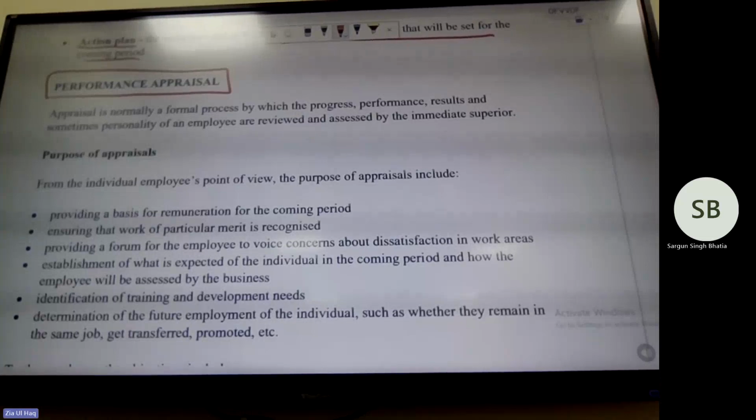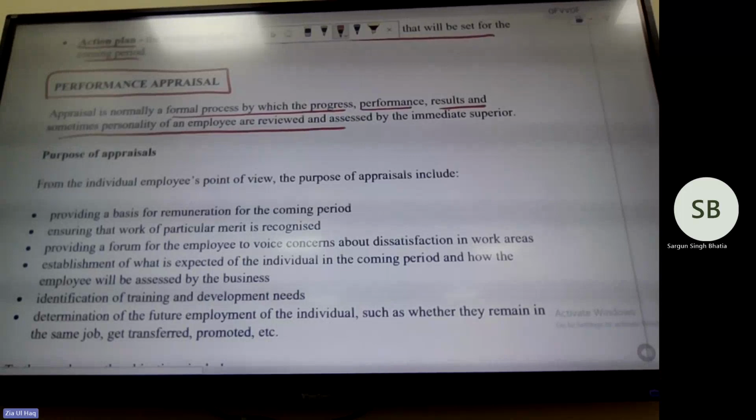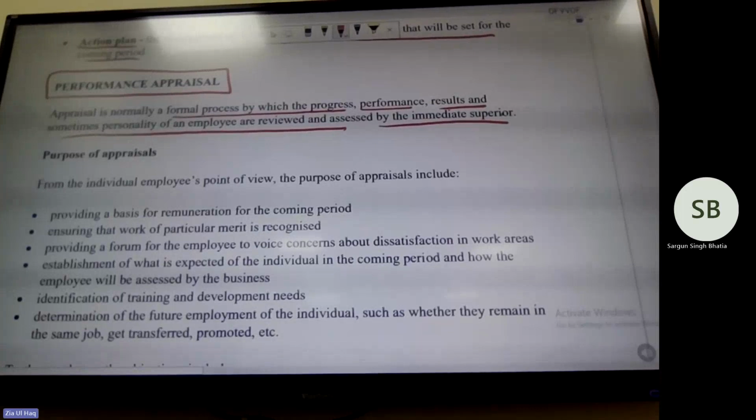Appraisal is normally a formal process by which the progress, performance, results, and sometimes personality of an employee are reviewed and assessed by the immediate superior who will appraise performance, your line manager. Results, personality, progress, performance will be assessed.